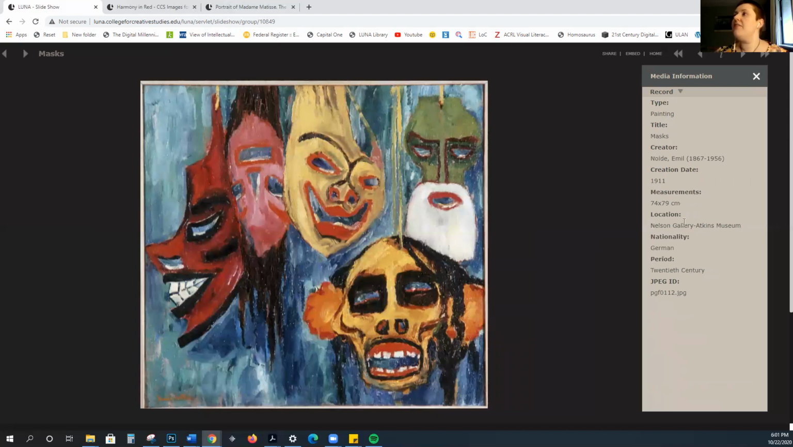Right? This is Emil Nolde. And Nolde is very interested in masks and non-Western forms. Okay, but again, there is this use of bold decorative color as seen with Gauguin, the expressiveness of Van Gogh, and then the expression of angst as seen in Munch's work.